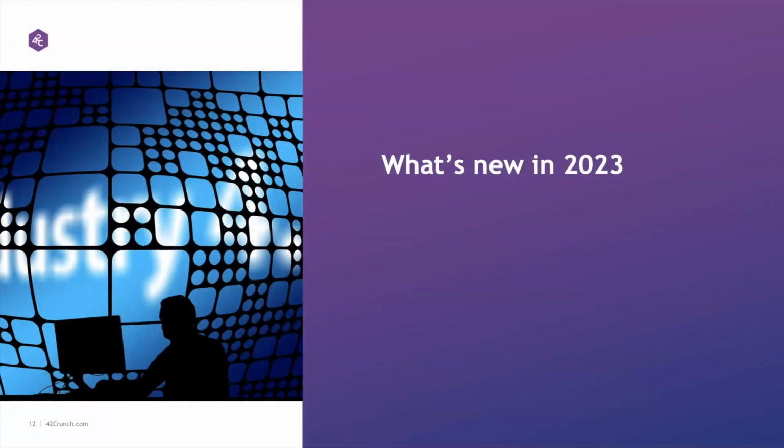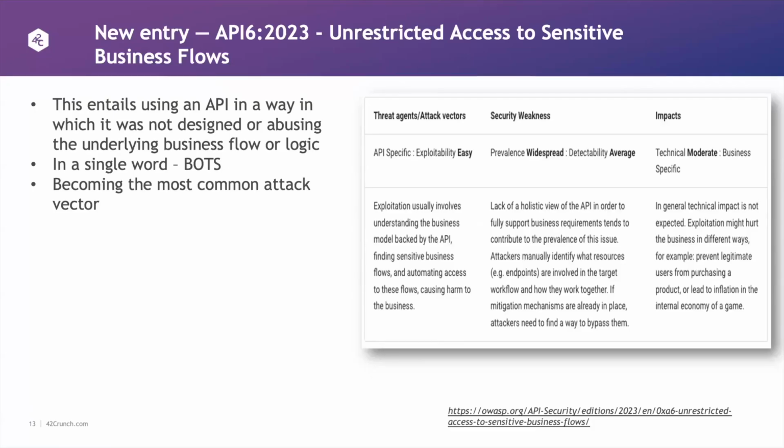Right, now the interesting bit of the webinar, we look at the three new ones. So as I said, API 6 2023 is unrestricted access to sensitive business flows, or bots. Now this is another one. If I had a second choice, this would be my number 2 of most prevalent or most worrisome vulnerabilities. Right, we're seeing, well, let me explain what it is first.